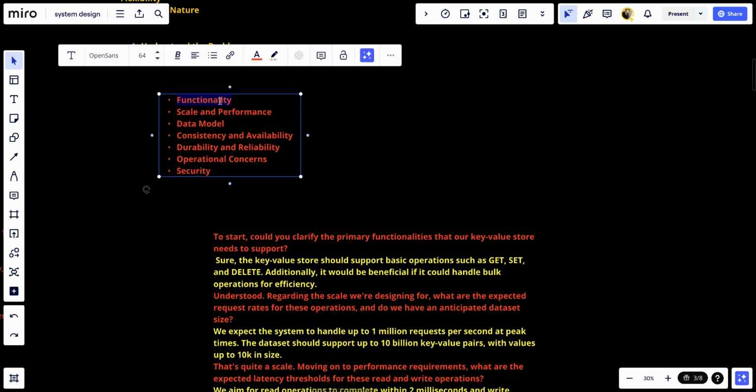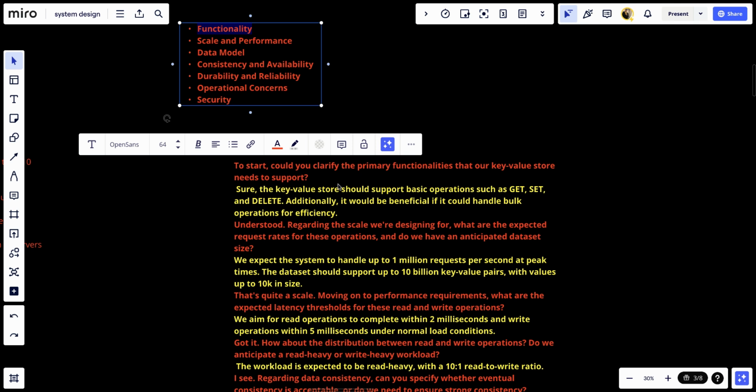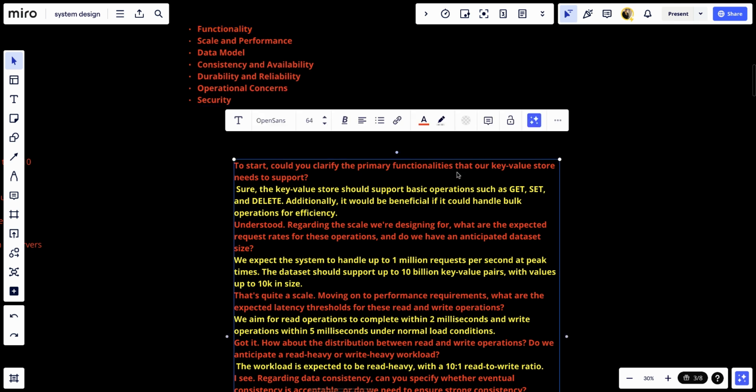So let's say that we want to ask about the functionality. We say, okay, to start, could you clarify the primary functionalities that our key value store needs to support? For this one, he or she will say, sure, the key value store should support basic operations such as get, set, and delete. Additionally, it would be beneficial if it could handle bulk operations for efficiency.